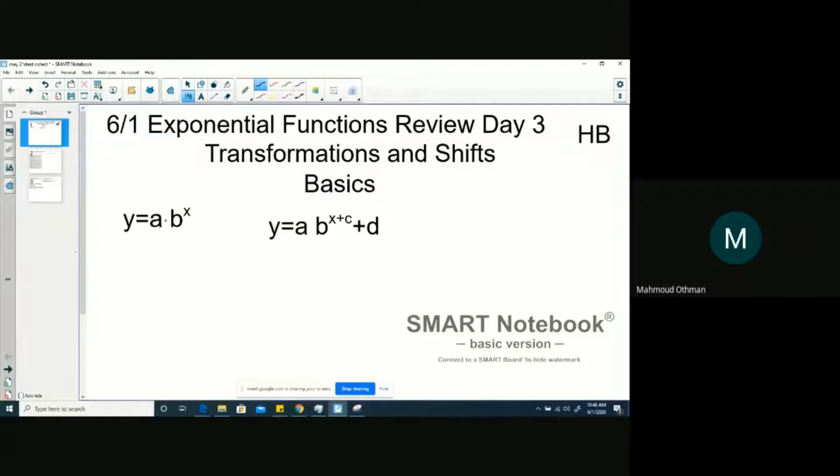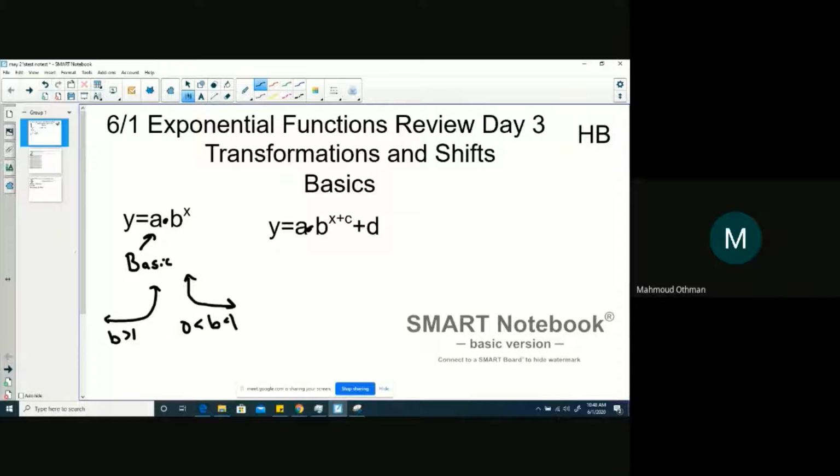Exponential functions review, day 3: transformations and shifts, basics. Remember that we have our exponential function y equals a times b to the x. This is the basic exponential function. It will either look like this when b is greater than 1, or it'll look like this when b is greater than 0 and less than 1. Now we have our function that has shifts, y equals a times b to the x plus c plus d.